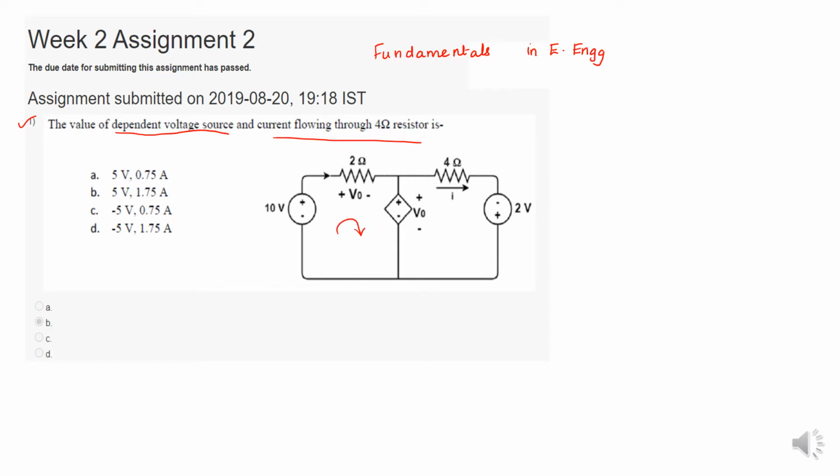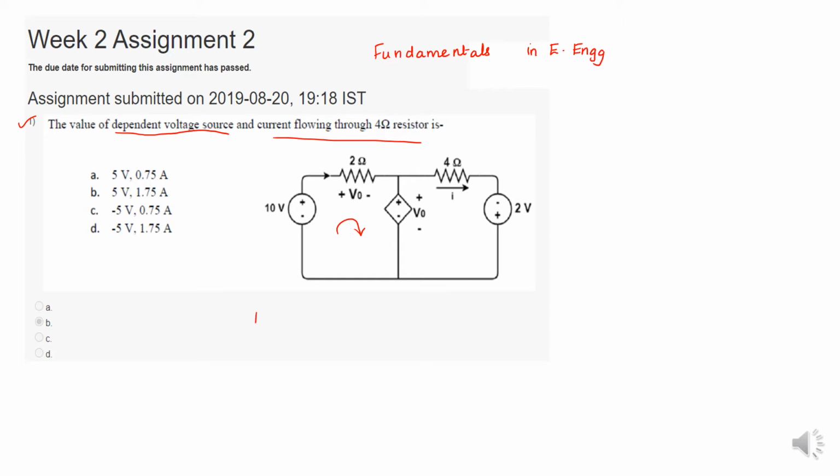First consider the voltage source. The current is flowing from negative to positive terminal, so it is a voltage rise. Here, positive to negative terminal, voltage drop. Again positive to negative terminal, again voltage drop. So first I consider loop number 1, then I write the equation using Kirchhoff's voltage law.